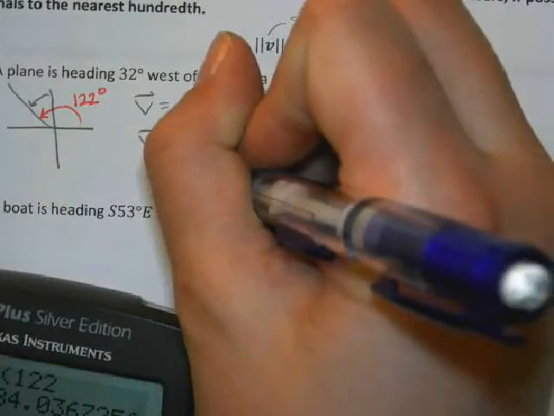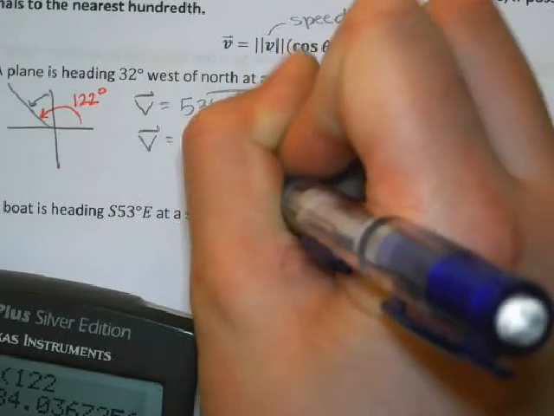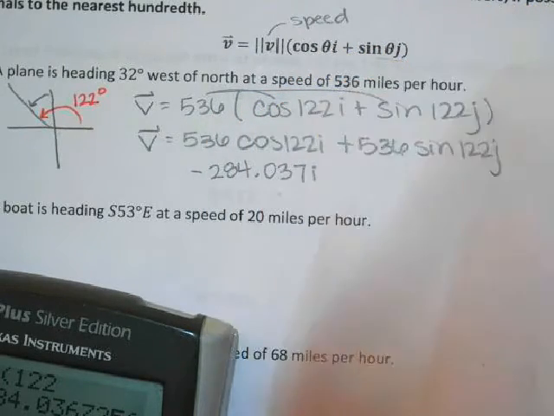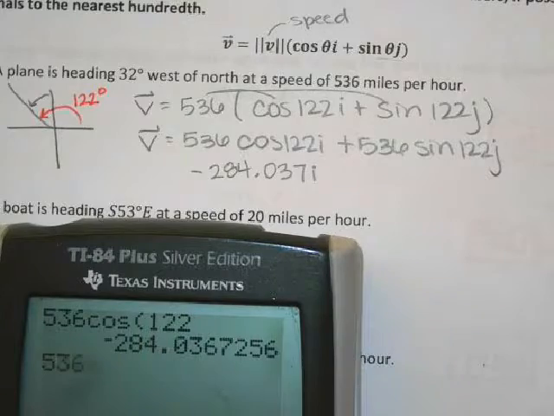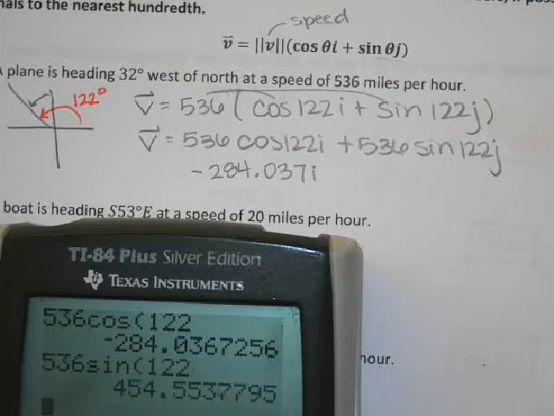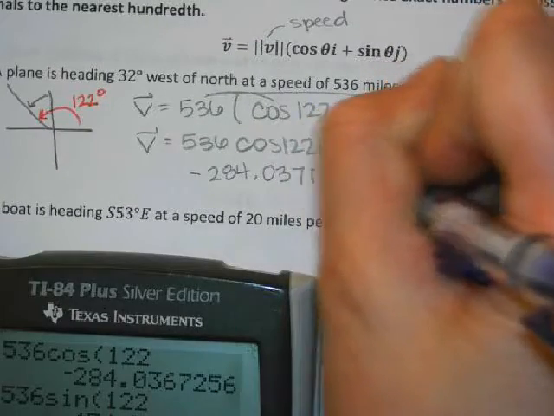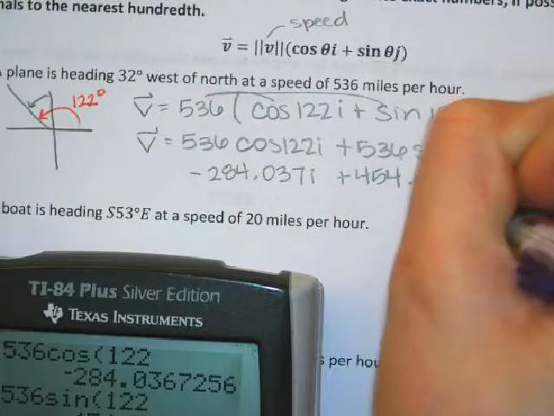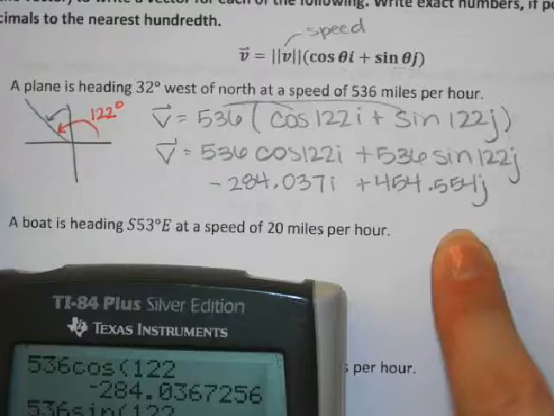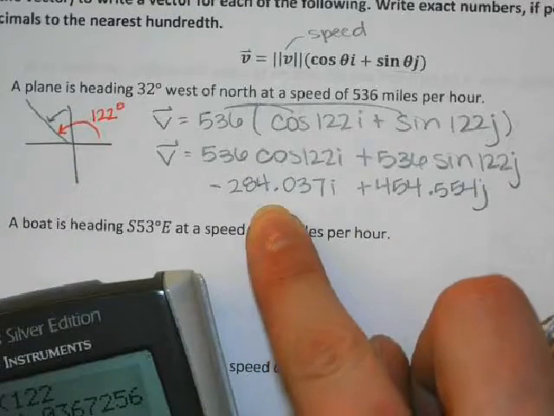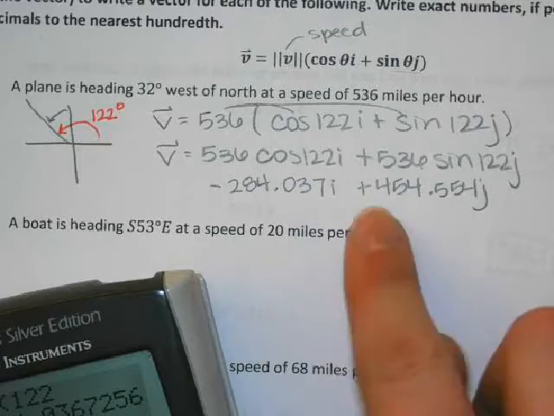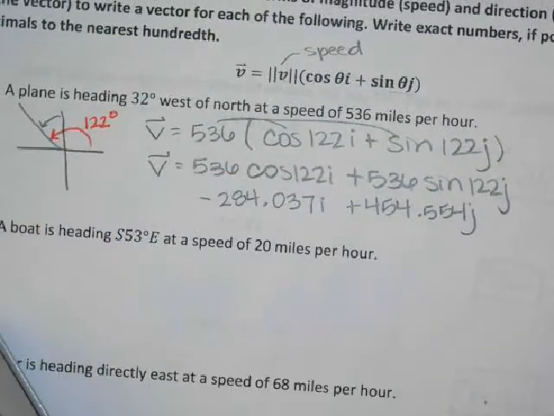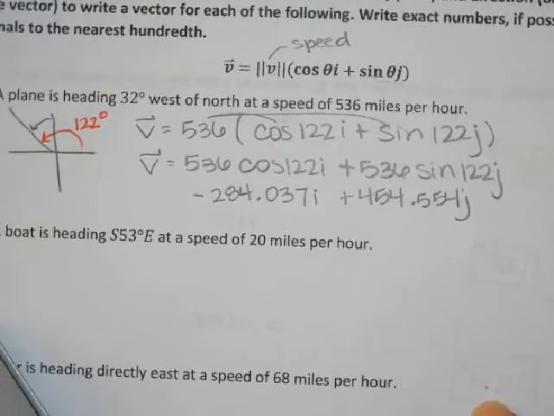So we have negative 284.037I plus 454.554J. And this makes sense because this is saying that your vector goes left and up. And if you look at what we drew, it does go left and up. So our answer is reasonable.